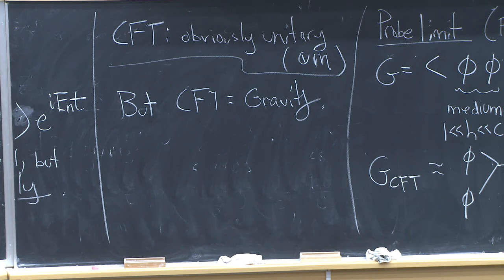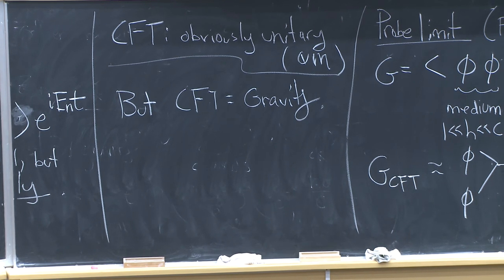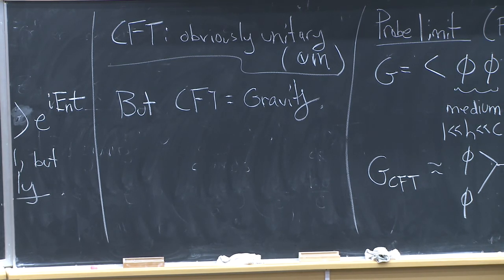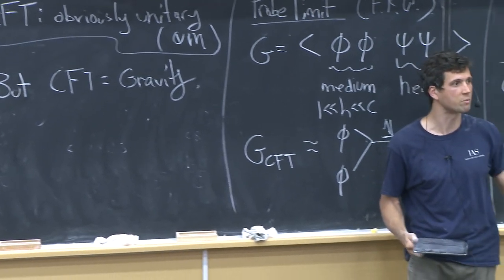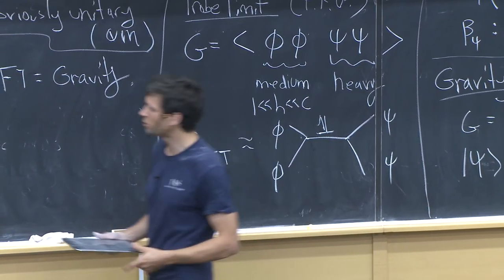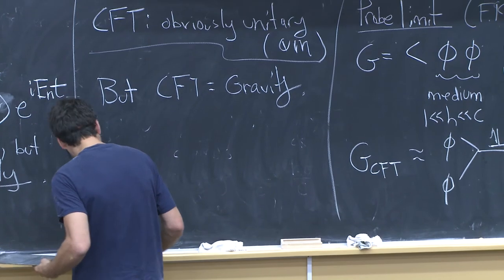From a CFT point of view, it's clear what went wrong, though. From a CFT point of view, we made various approximations along the way. And we threw away lots of terms. We only kept the identity block. So from a CFT point of view, it's clear how you're supposed to fix this.